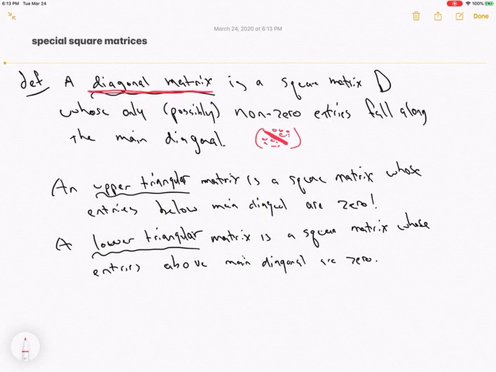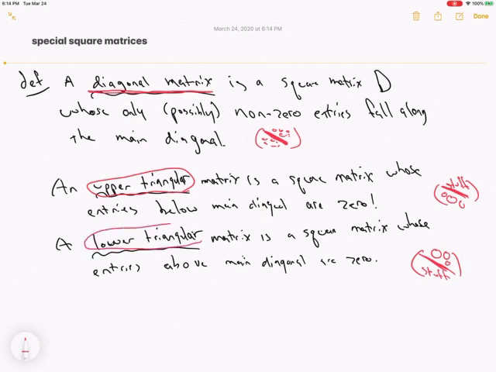An upper triangular matrix is a square matrix such that everything below the main diagonal is zero. So now you have something like this. You have the diagonal, you can have stuff here, and then everything else is zero. That's what it means to be upper triangular. So all of the interesting stuff is on the diagonal or above the diagonal. And a lower triangular matrix is a square matrix where all of the interesting stuff is below the main diagonal and everything above is a zero. So these are all zeros.